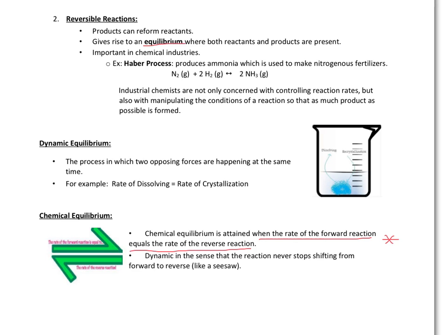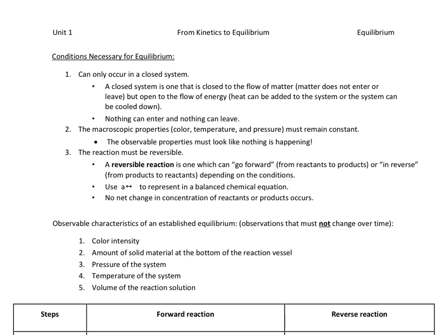There are three conditions that are necessary in order for an equilibrium to occur. First, it can only occur in a closed system. A closed system is one that is closed to the flow of matter, meaning matter cannot enter or leave, but open to the flow of energy, so heat can be added to the system or the system can be cooled down. What this means is that equilibrium can only occur in a system that is stoppered.